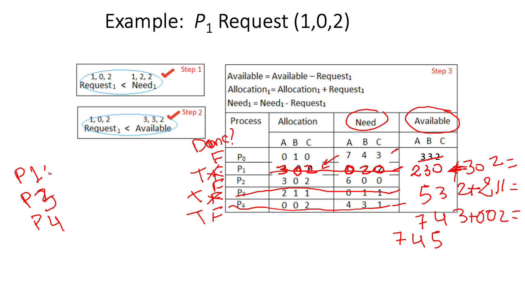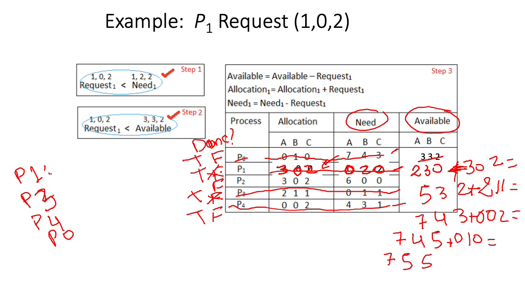P0 requested 7 of A, 4 of B, and 3 of C. So now, yes, we can service P0 next. And we're going to end up with 745 plus 010, and this is equal to 755. So P0 is gone, and we turn its done state to true.